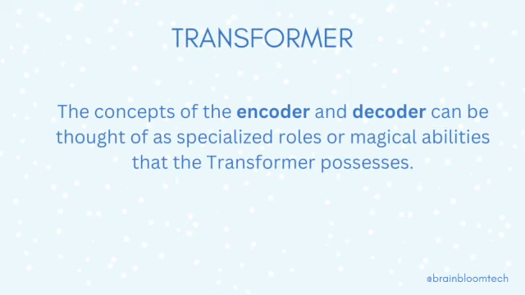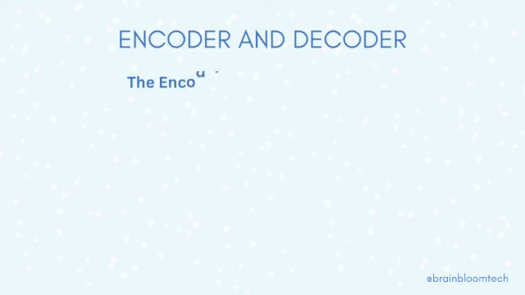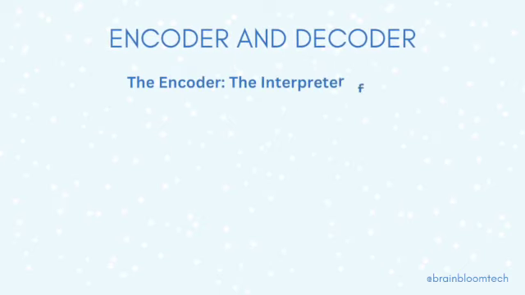The concepts of the encoder and decoder can be thought of as specialized roles or magical abilities that the transformer possesses. These roles are crucial in understanding and generating language more effectively. First, let's talk about the encoder. The encoder, the interpreter of text.